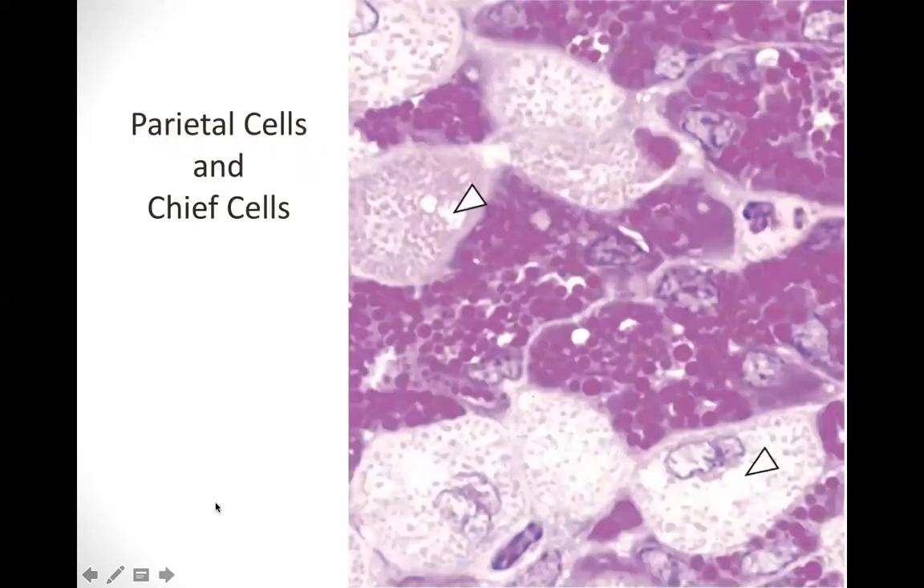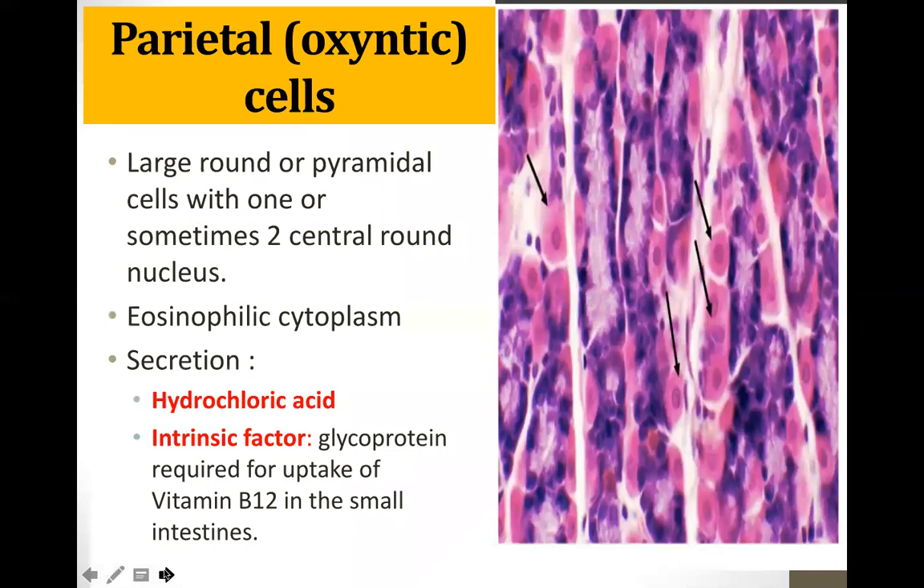Yan. So these are your parietal cells and chief cells. Pakita natin yung itsura because these are commonly asked questions sa practical exam. And we use this slide as well. Okay? Your parietal cells are, as I mentioned, acidophilic or eosinophilic. They are large, round, pyramidal in shape, and their secretion is hydrochloric acid and intrinsic factor.